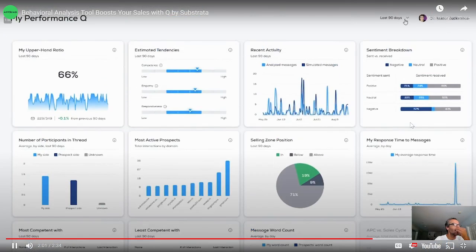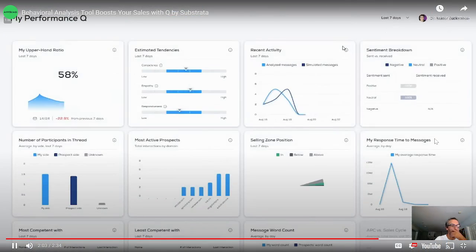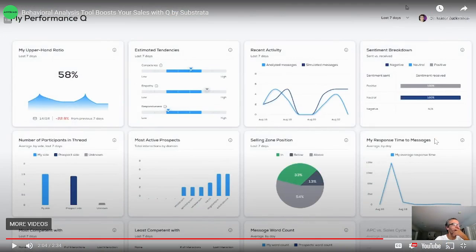Like who you're most or least confident with, or your empathy or intuition. Look at these charts. This is pretty powerful. You can get so much information by quickly just glancing at these paragraphs over here.